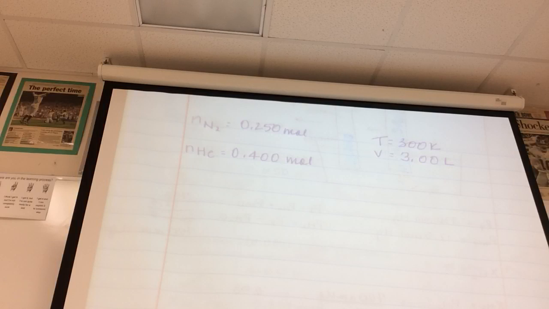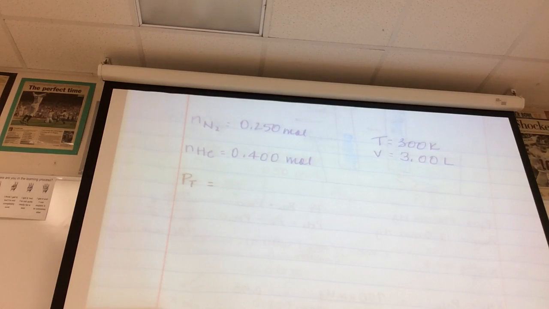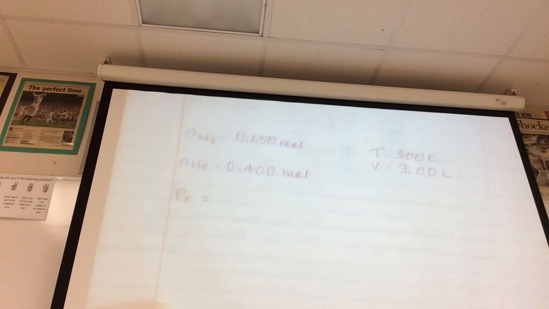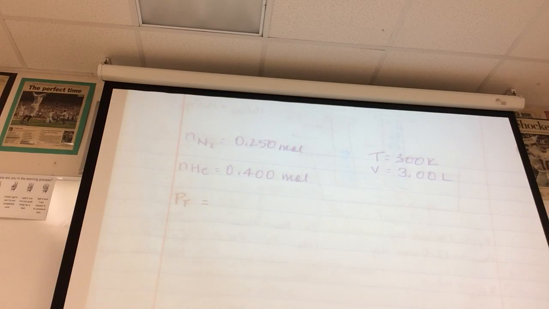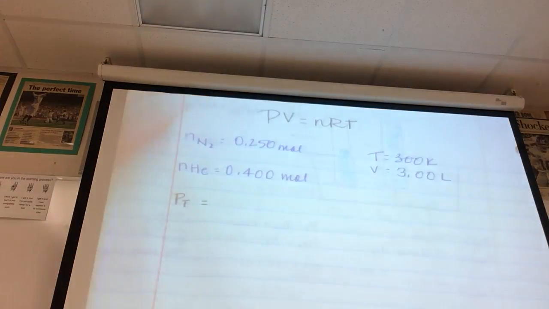Okay, the first thing we want to know is the total pressure. How can we calculate the total pressure? By adding the partial pressures together. Do we have either partial pressure? No. Not yet. But we can get it. The volume. Right, we know that PV equals nRT. We could get the partial pressure of each one. How else could we get it?